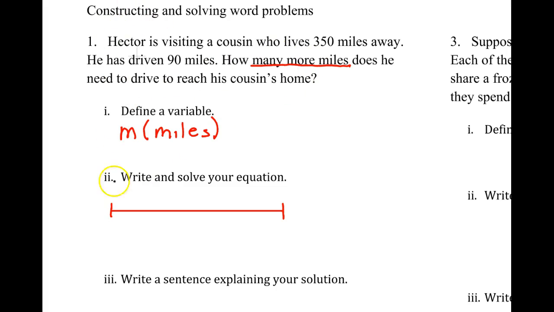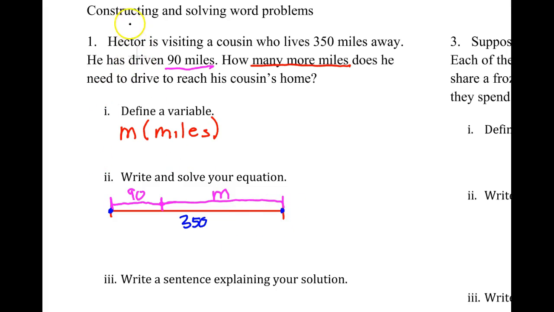Like, we know this whole distance from this starting point to this ending point is 350 miles, right? And we know we've already driven 90 miles, right? So the distance we have left, from here, wherever that is, all the way to the end point we're trying to get to, that's our variable. That's m. That's how far it is to get from 90 miles to the total 350.